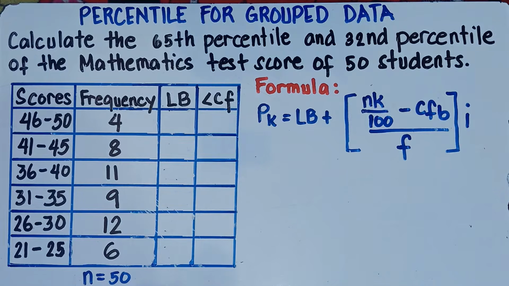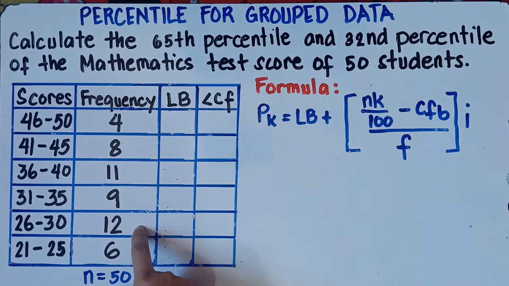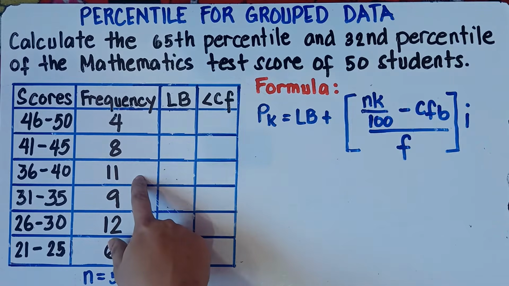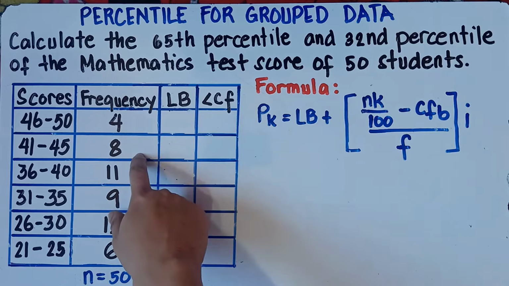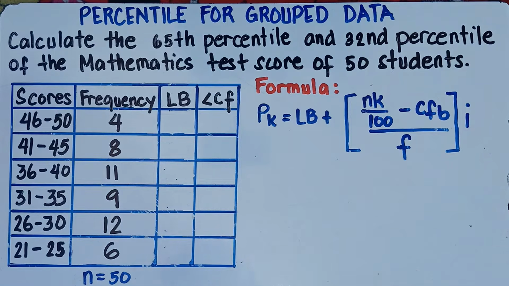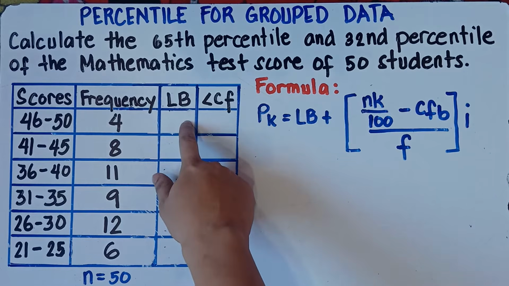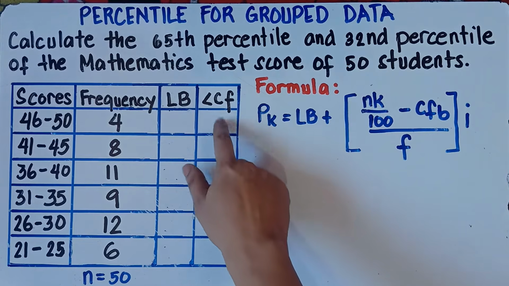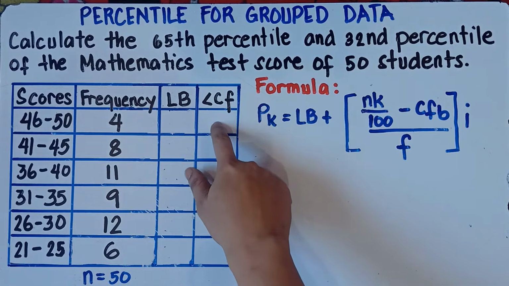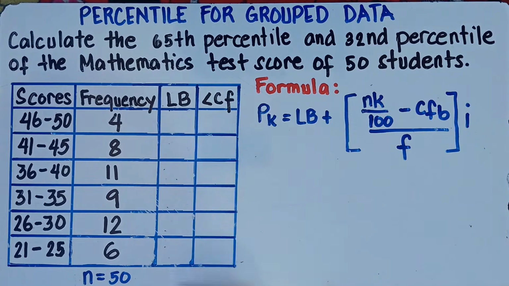Now n here is the total number of frequency. So if you add 6 plus 12, that's 18, plus 9, that is 27, plus 11, that's 38, plus 8, that's 46, plus 4, that is 50. So n is the total number of frequency. In this column, this is LB, which stands for lower boundary, and this less than CF stands for less than cumulative frequency. We need to get the value of LB and less than CF because we will be using these in our formula.